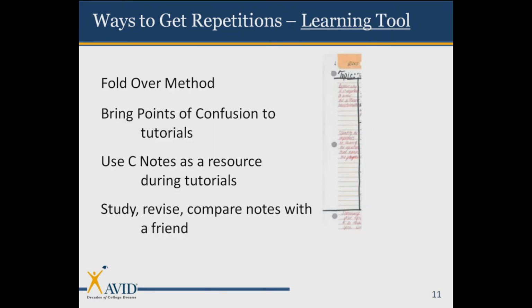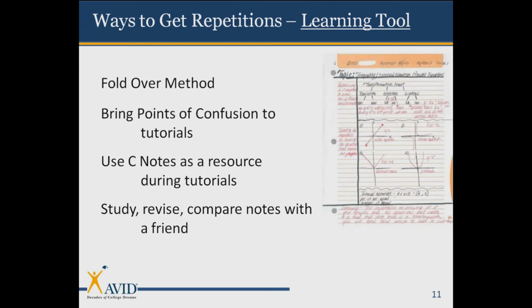And now that I've built my learning tool, I can use my page of notes to study for tests a couple different ways. First off is the fold over method, where I put a crease down my page of notes right there along that left column line. And I have my questions there. Hopefully I was thinking like a teacher there. I've got some good potential test questions. And then if I ever forget the answer to that test question, I've got it right there in my notes also. Anything that I'm still confused about, I can bring that question to tutorials. I can always use my Cornell notes as a resource during tutorials.